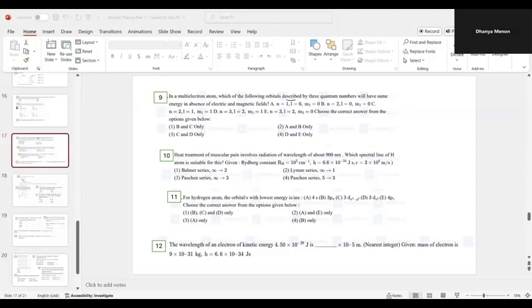Students, come to the 10th question. In the 10th question, heat treatment of muscular pain involves radiation of a wavelength, which they have given in nanometers. Which spectral line of the hydrogen atom is suitable for this? So you have to choose the series. They have given you the value of the Rydberg constant, h, and the speed of light. Now, sharing the screen.